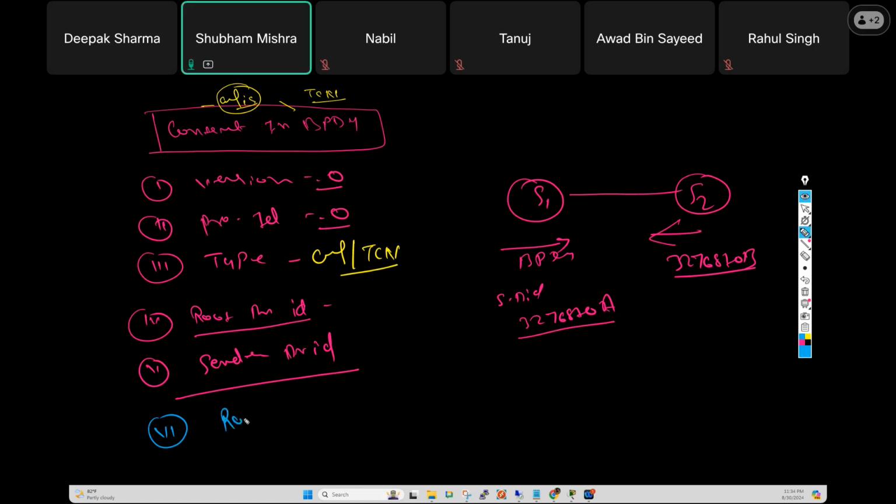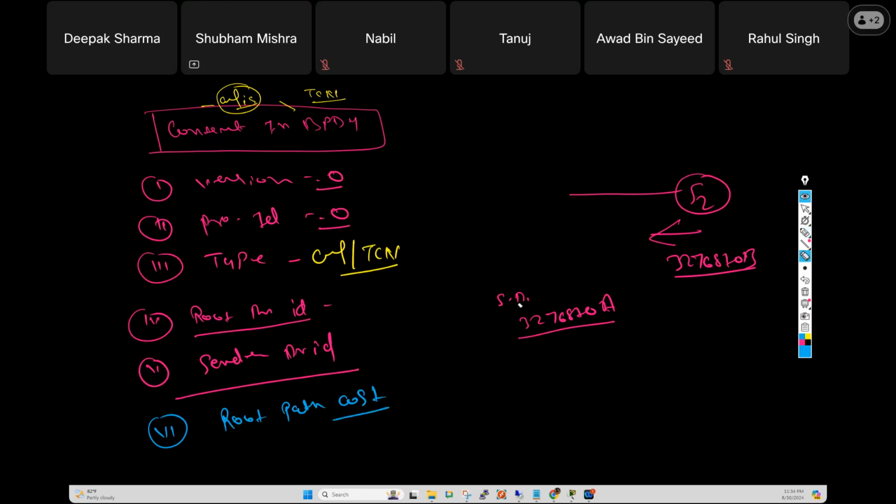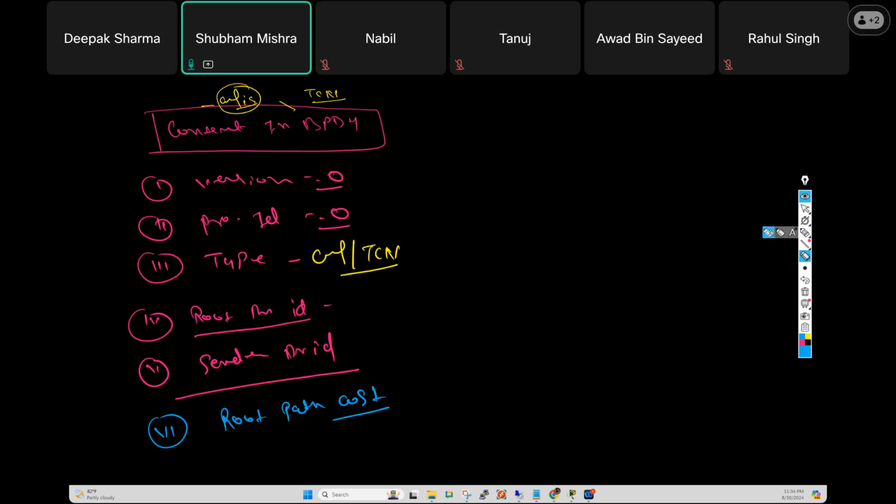Now, next is root path cost. What is root path cost? I will tell you. Just wait a minute. First of all, write the content. Next one is sender port ID. Port ID means, on switch 1, this is the interface, FastEthernet 0/0. So this is the port ID. I will tell you actually how the port ID is calculated.